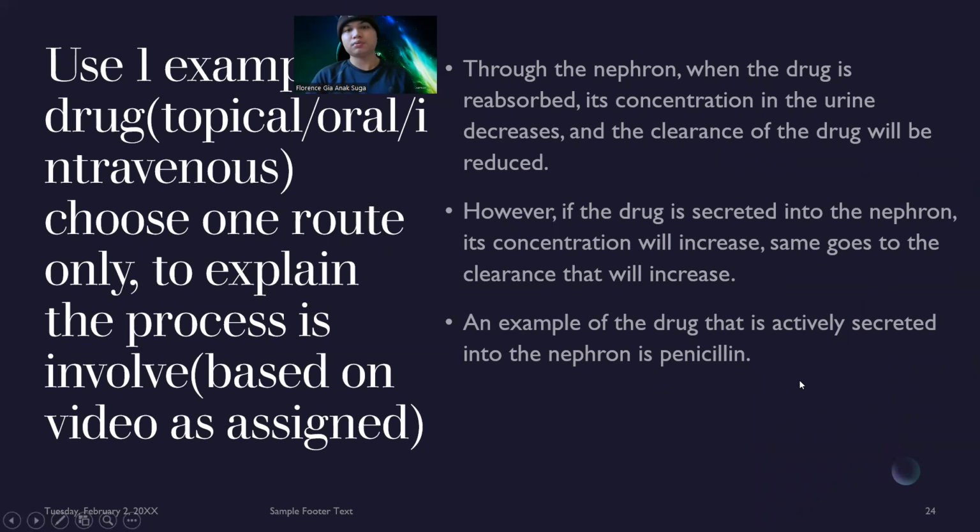As an example, through the nephron, when the drug is reabsorbed, its concentration in the urine decreases and the clearance of the drug will be reduced. However, if the drug is secreted into the nephron, its concentration will increase, and the same goes for the clearance, which will increase. An example of a drug that is actively secreted into the nephron is penicillin.